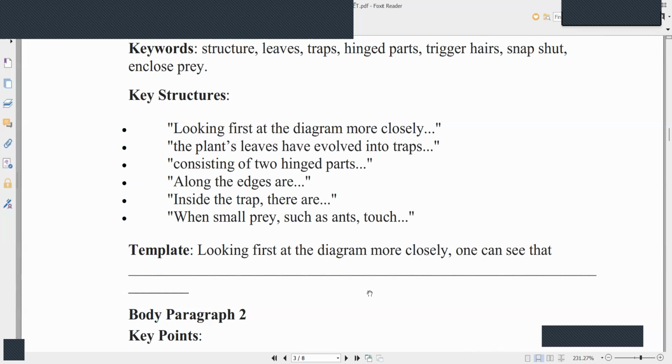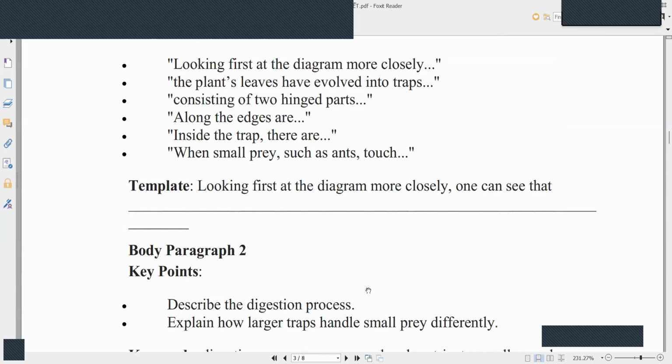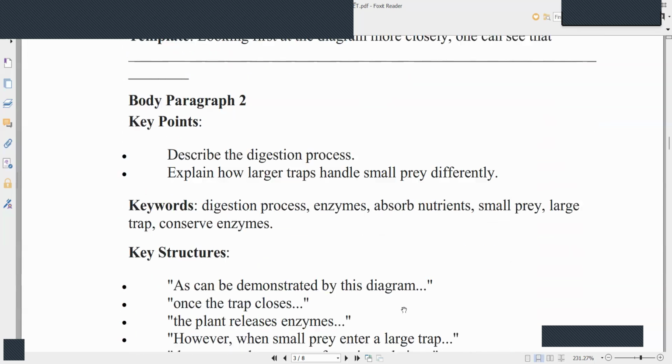Key structure: looking first at the diagram most closely. The plant's leaves have evolved into traps, consisting of two hinge parts. Along the edges are. Inside the trap there is one small prey, such as ants. Looking first at the diagram most closely, one can see that.